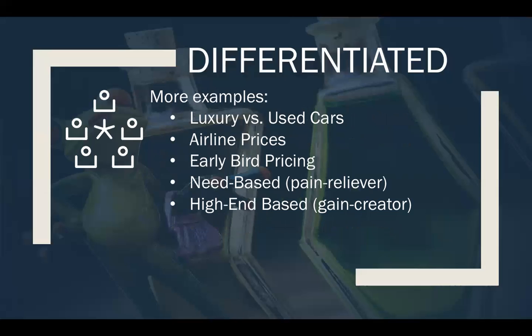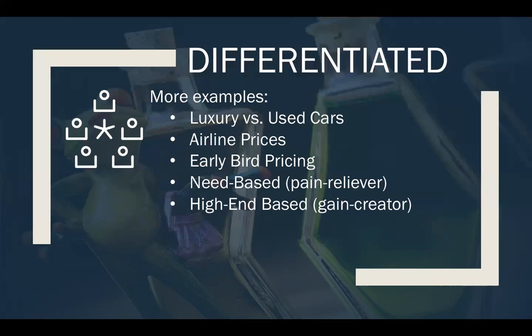Okay, a few more examples of differentiated pricing. Luxury cars versus used cars. They might be similar, they're both cars, but you wouldn't waste your time selling a luxury car to someone that you know can't afford it, and you wouldn't sell a used car to someone that comes in and tells you how much they want to spend. Similarly, with airline prices, they jack up the prices when they know that the demand is high and when they know that a lot of people are looking to buy flights.